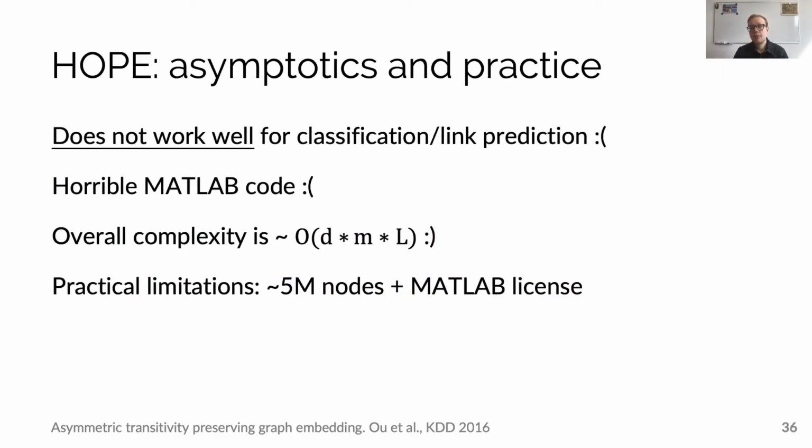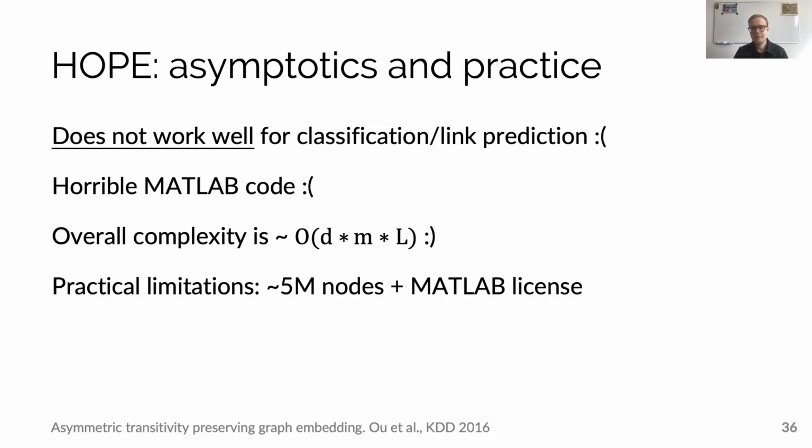The problem with HOPE is basically it doesn't really work well for downstream tasks. It is able to reconstruct the similarity matrix and the links in the graph, but it doesn't predict new links too well. It doesn't predict the node classes too well. The problem with the code is that it's like 1,000 lines of impenetrable MATLAB code, half of it commented, half of it uncommented. It's extremely hard to penetrate it.